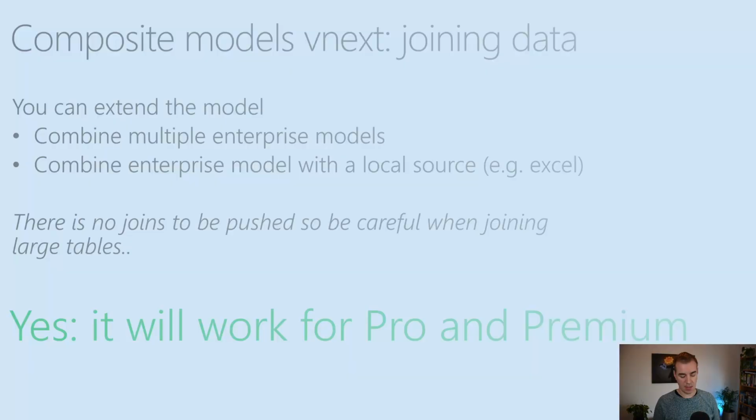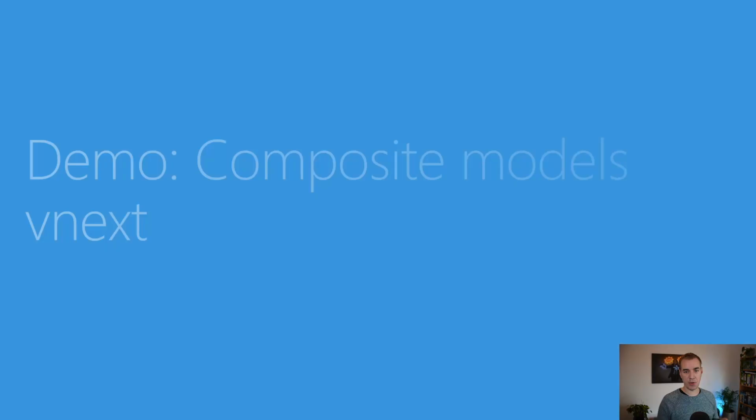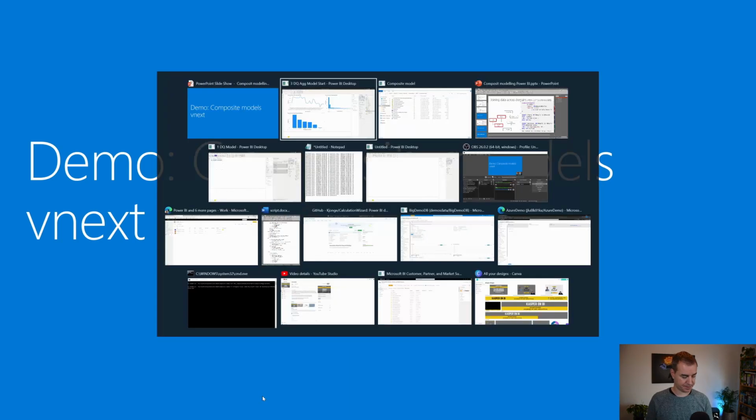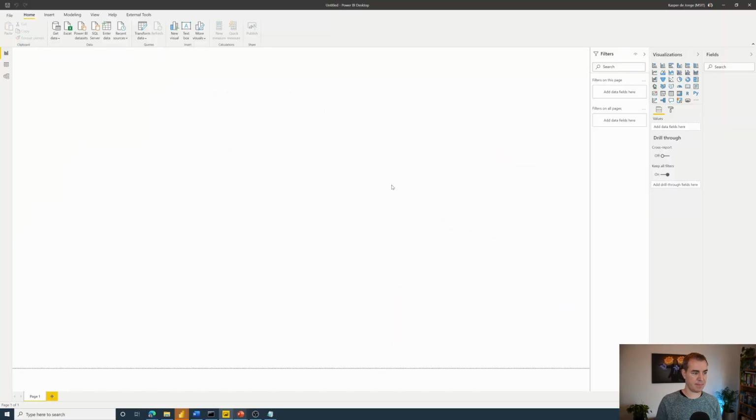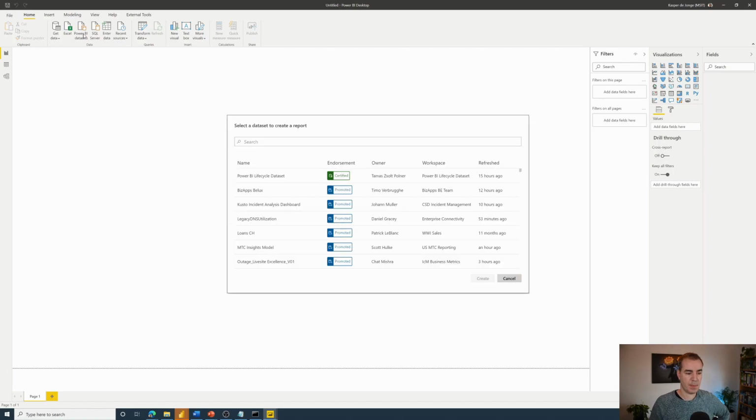Okay? So without further ado, let's actually go ahead and take a look at it. So what I have here is a Power BI Desktop. It's still empty. So now what I'm going to do is I'm going to connect to a Power BI dataset. I'm going to click on it. Now it's going to connect to the Power BI service, and it's going to get a list of all the data sets available.